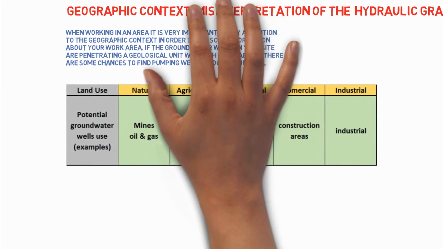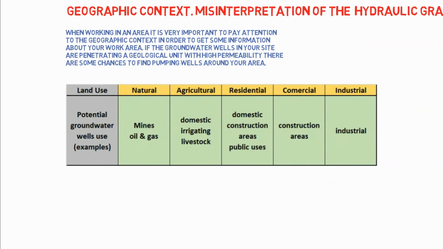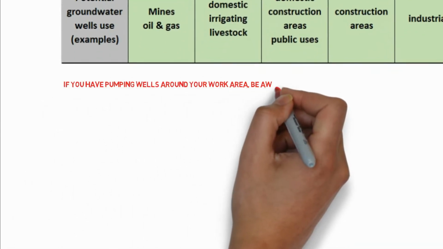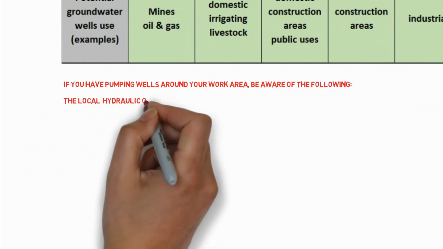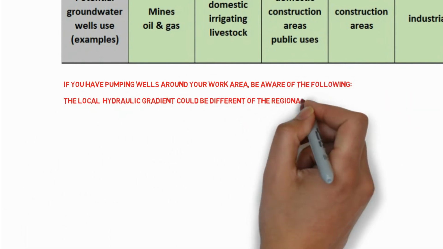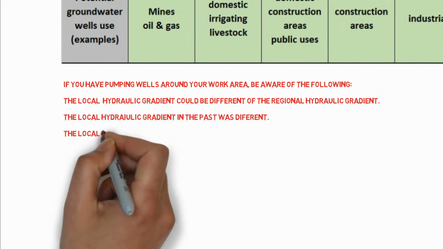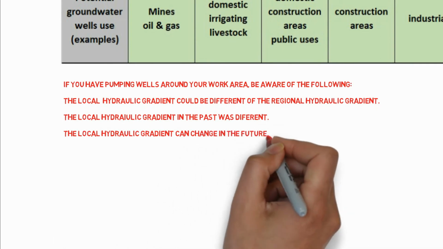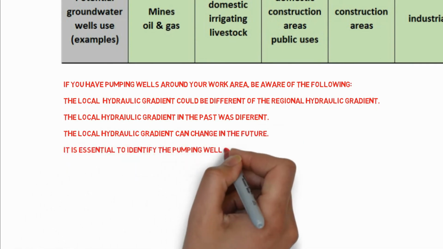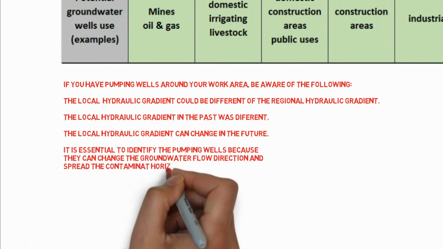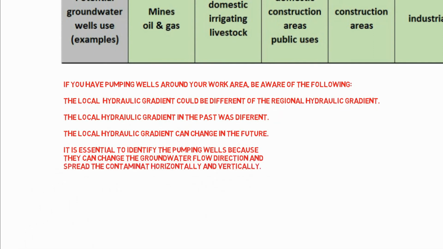In this picture, we can see the potential wells we can find according to the line used. If you have pumping wells around your work area, be aware of the following. The local hydraulic gradient could be different from the regional hydraulic gradient. The local hydraulic gradient in the past was different. The local hydraulic gradient can change in the future. It is essential to identify the pumping wells because they can change the groundwater flow direction and spread the contamination horizontally and vertically.